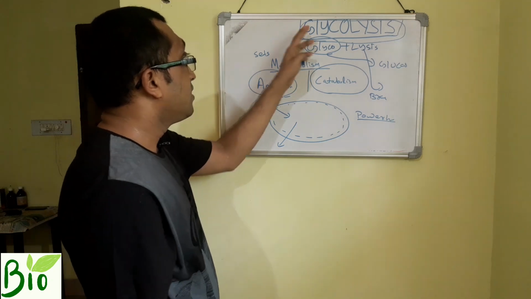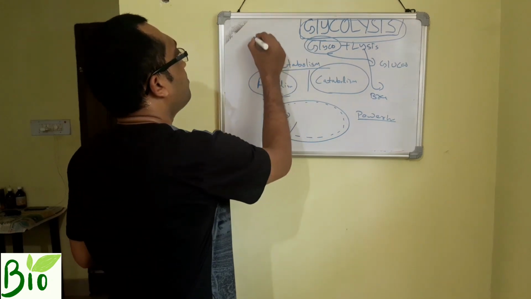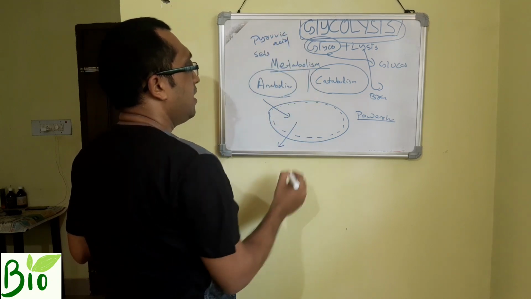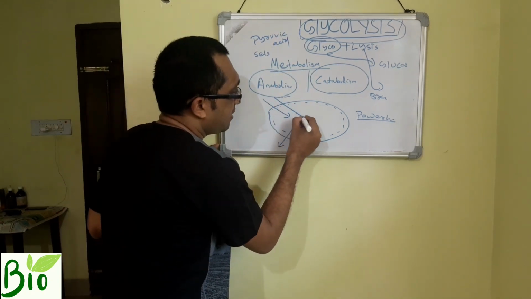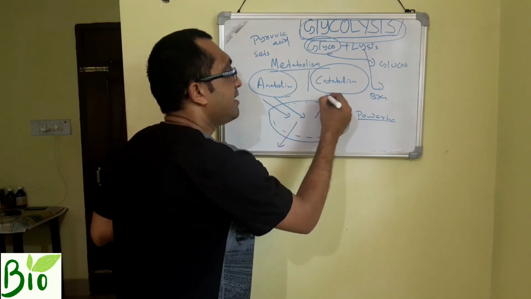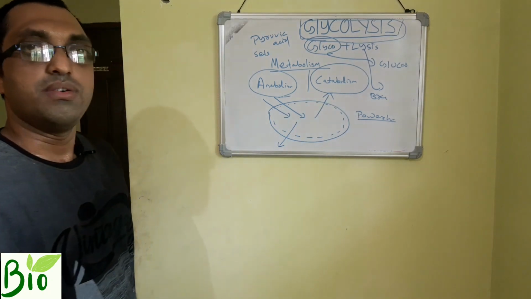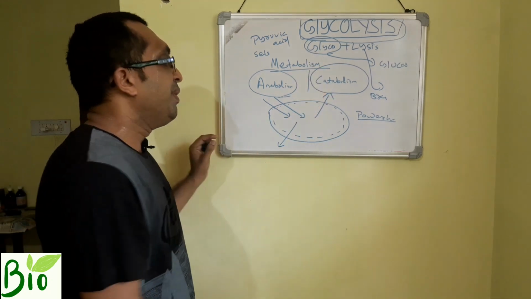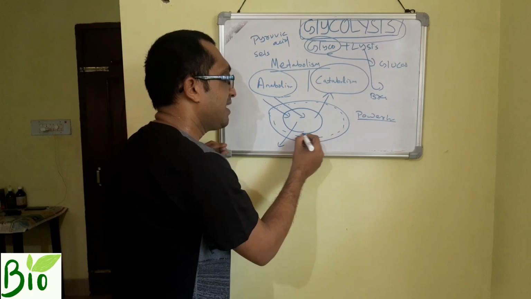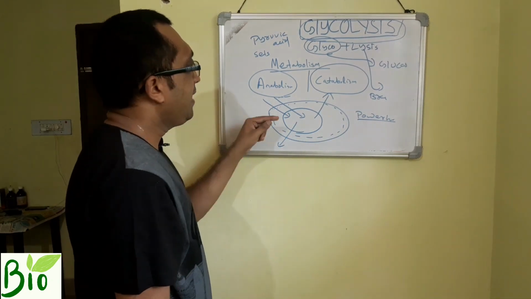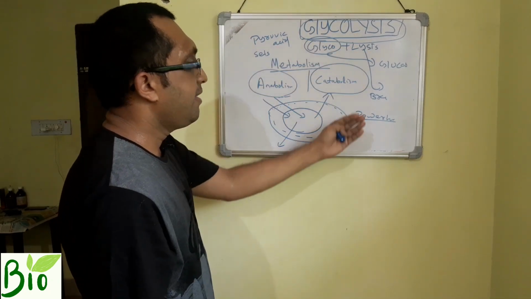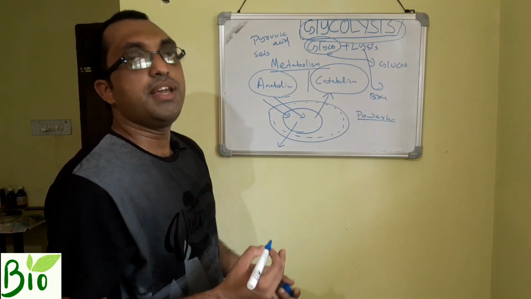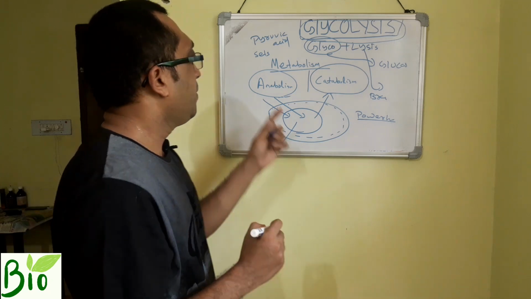So what happens? The glucose converts to pyruvic acid. That pyruvic acid can enter into mitochondria and can exit from mitochondria. We will study in the Krebs cycle why pyruvic acid enters, and why all carbohydrate, lipid and protein need to enter into mitochondria. We will study it better in the Krebs cycle. So you got that?